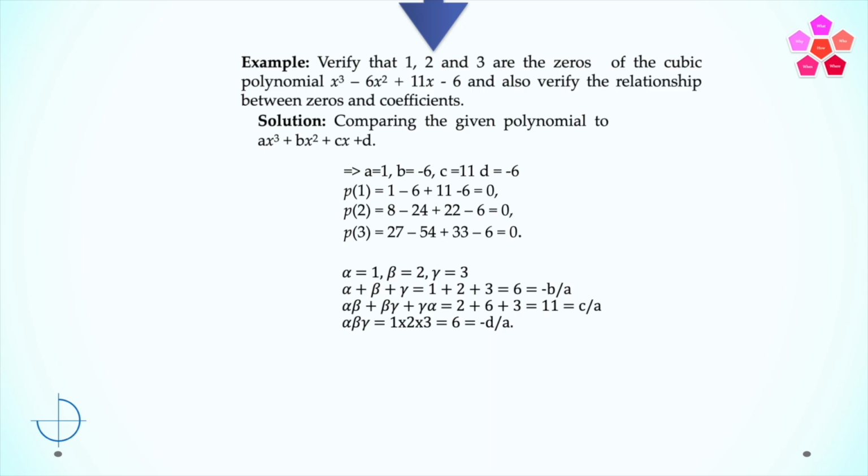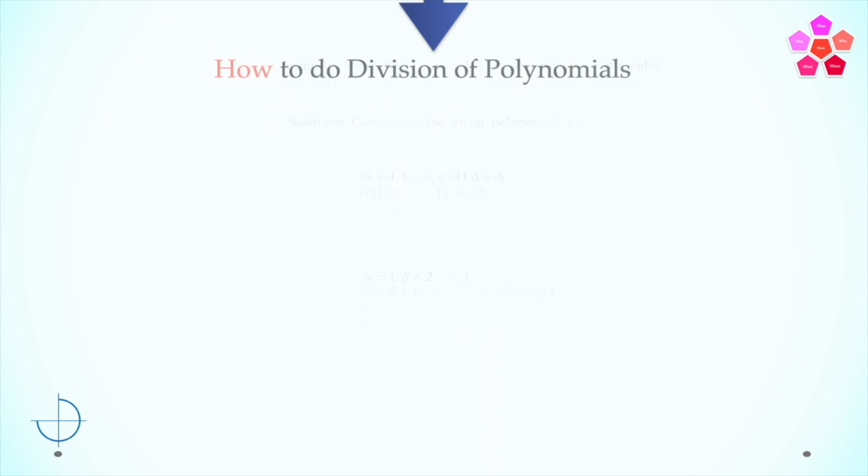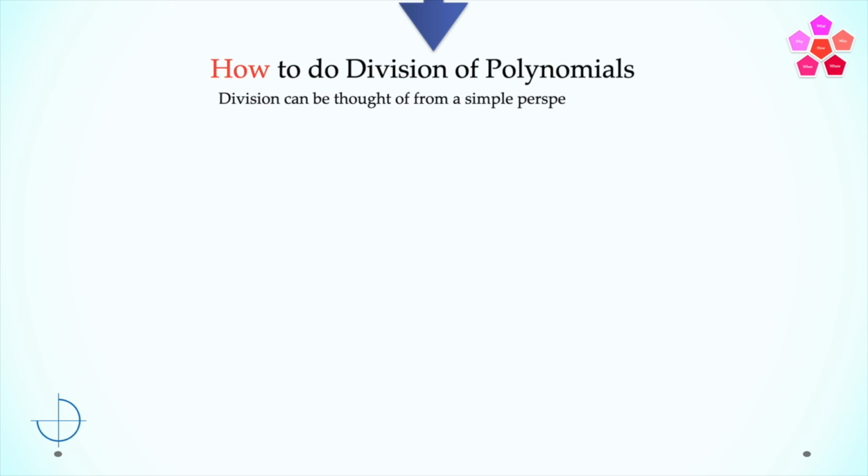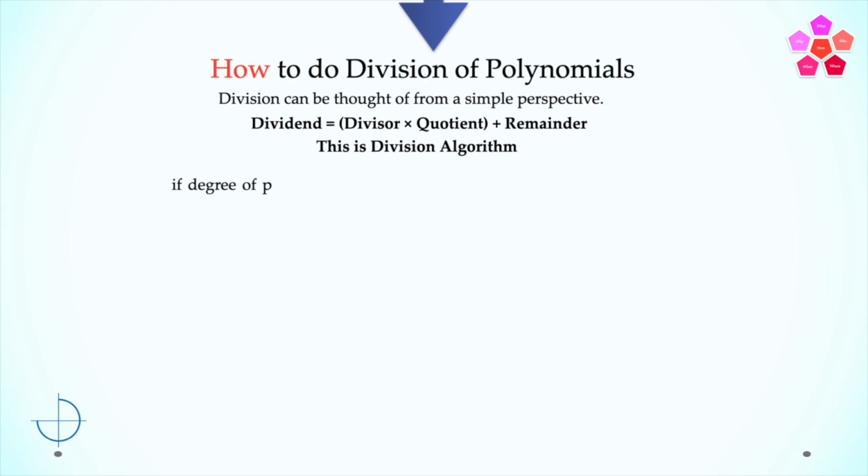Something really important that we wanted to teach is how to do the division of polynomials. Division can be thought of from a simple perspective. Dividend is equal to divisor into quotient plus remainder. This is the division algorithm. If the degree of p of x is greater than or equal to the degree of g of x, we can find polynomials q of x and r of x.